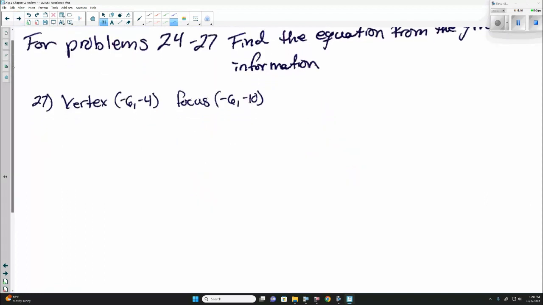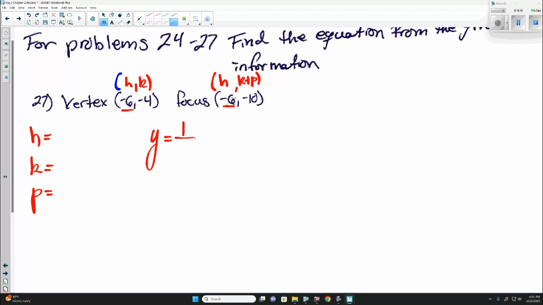Now, if we look at this next one here, we still need to find the value of h, k, and p. Now, the vertex is the point h, comma, k. The focus, we do need to figure that out. Well, we can see that the first spot, -6, is the same in both. So that means the first spot is still h, which tells us that the other one has to be k plus p.